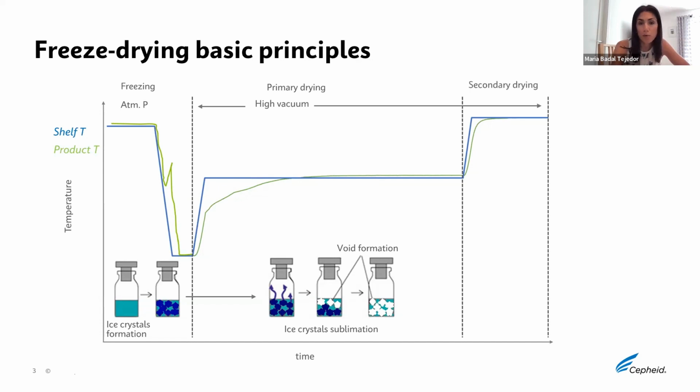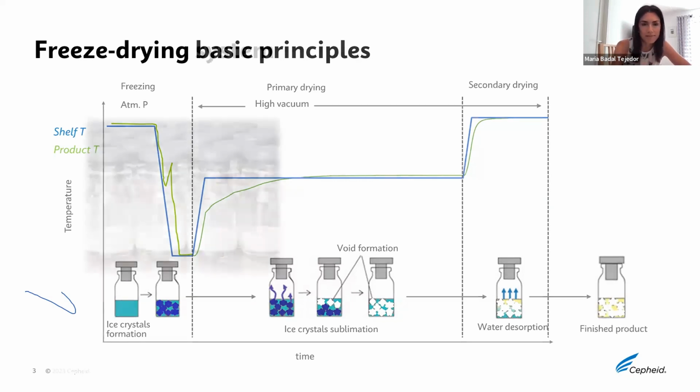After primary drying, we move to secondary drying, also under the same high vacuum. There, what we want to do is to desorb the remaining water that was trapped in the freeze concentrate. When we froze, not all the water had the ability to grow into the ice crystal form, and some of the water molecules remain trapped in the freeze concentrate. We want to make the product as dry as possible, so we want to remove that water. We do it by increasing the shelf temperature further to approximately 25 degrees. After that, we have our finished product.